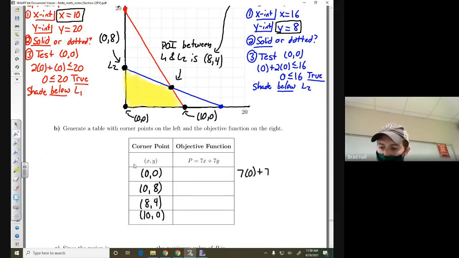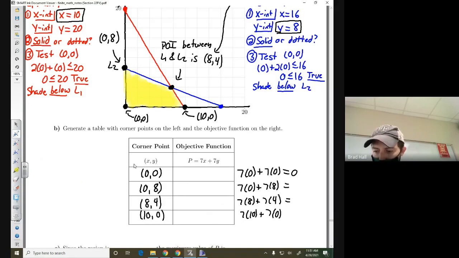7 times 0 plus 7 times 0. 7 times 0 plus 7 times 8. 7 times 8 plus 7 times 4. 7 times 10 plus 7 times 0. So that one's 56, that one's 70, and this one's 84. Should be 84.